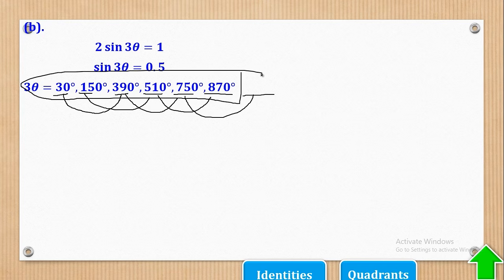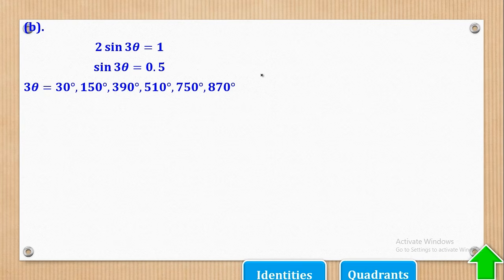After getting that, the next step is simpler, because we shall divide by 3 to get theta. So this divided by 3 gives that, this gives that, this gives that, and so on for each of the angles.